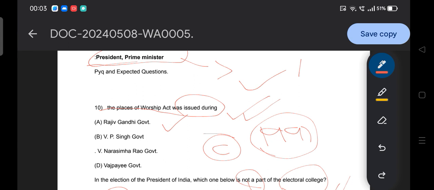Right now, if you observe, in the years 2023 and 24 a lot of things have been done by our honorable prime minister, and we need to focus on what has been done in the current scenario and what the historical background of these things is.